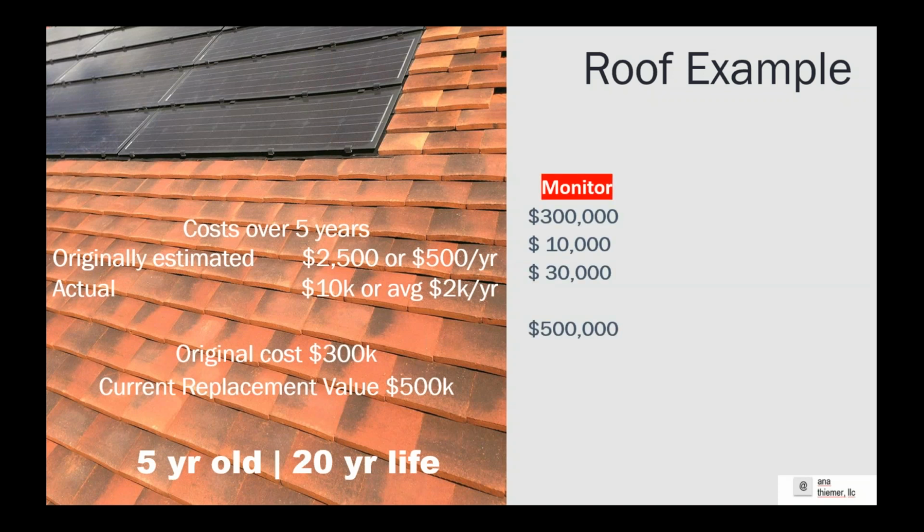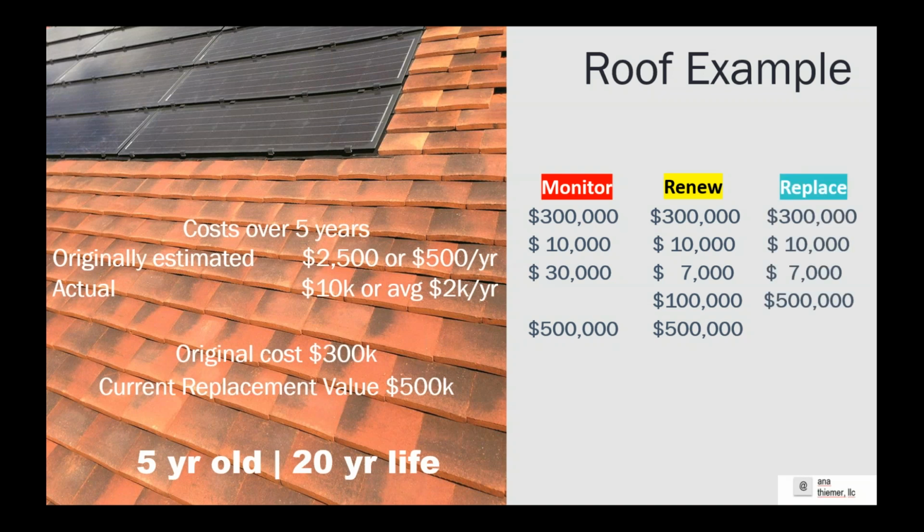So if we create scenarios for that, the first one we'll look at is monitor. Originally it cost $300K. We've sunk $10,000 over 5 years. If we continue that and just monitor the asset and replace it at 500, we total those and we'll get a cost. But let's take a look at our renew. Our renew cost, we have our original cost at 300, our 10K, our 7,000, which would be reduced because we're assuming we go back to our 500 on average a year. And that 100,000 is the repair in year 6. Our replace values are 300 for original, 10 is what we've sunk, 7 for our yearly average maintenance costs, and then we replace it in year 6.